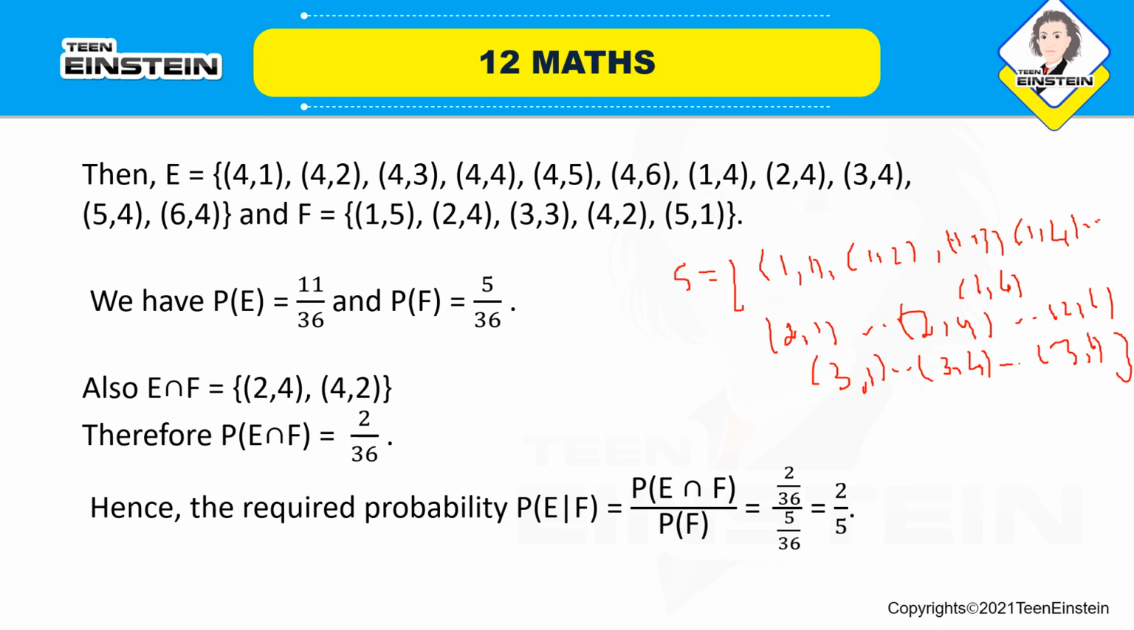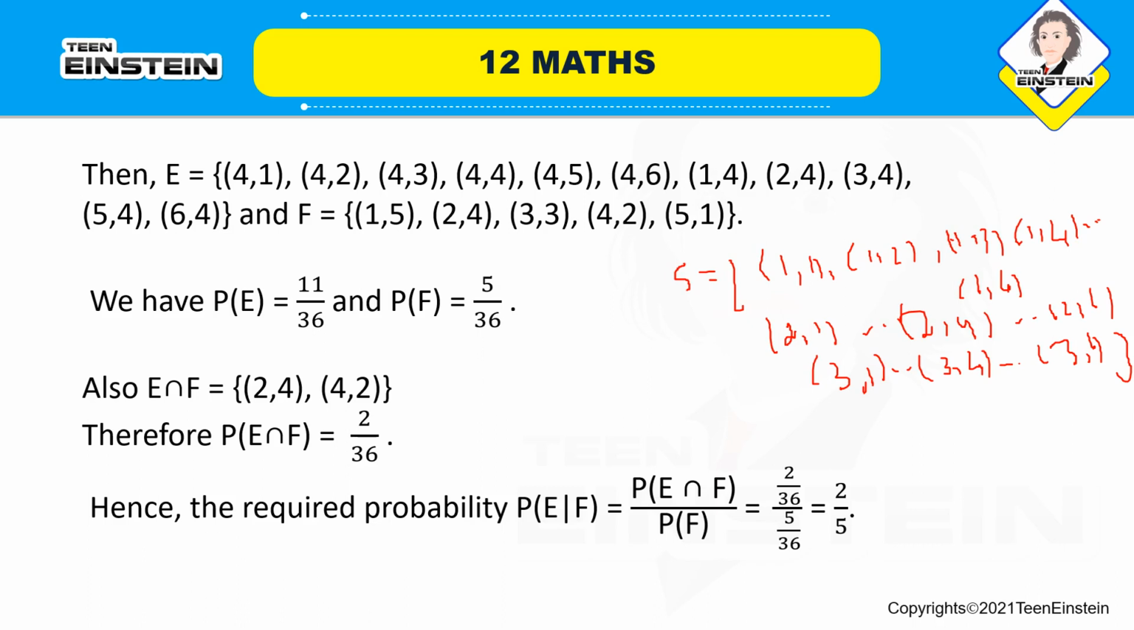The number 4 is allowed because the condition is that number 4 appears at least once. So more than one time the number 4 can appear. So repetition is allowed. Here in the first row we are getting 4, here we are getting 4 in the second row. Right? So 4 1, 4 2, 4 3, 4 4, 4 5, 4 6, 1 4, 2 4, 3 4, 5 4, 6 4. That is the event E.